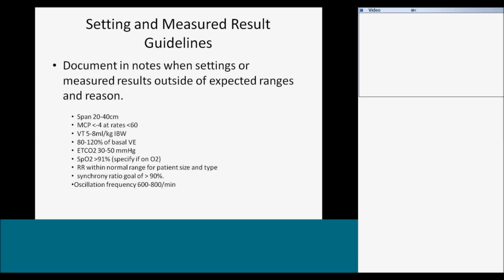Some patients are on low-flow oxygen while they use RTX at home, and that may be required for them to achieve adequate pulse oximetry. Most patients are not, but some are. The respiratory rate range that's set on the machine should be in the normal range for the patient size and type. And your synchrony goal with your end-tidal CO2 waveform should be greater than 90%, and in your oscillation for secretion clearance, your frequency should be between 600 and 800 and not too far below or above that range, for a specific reason.